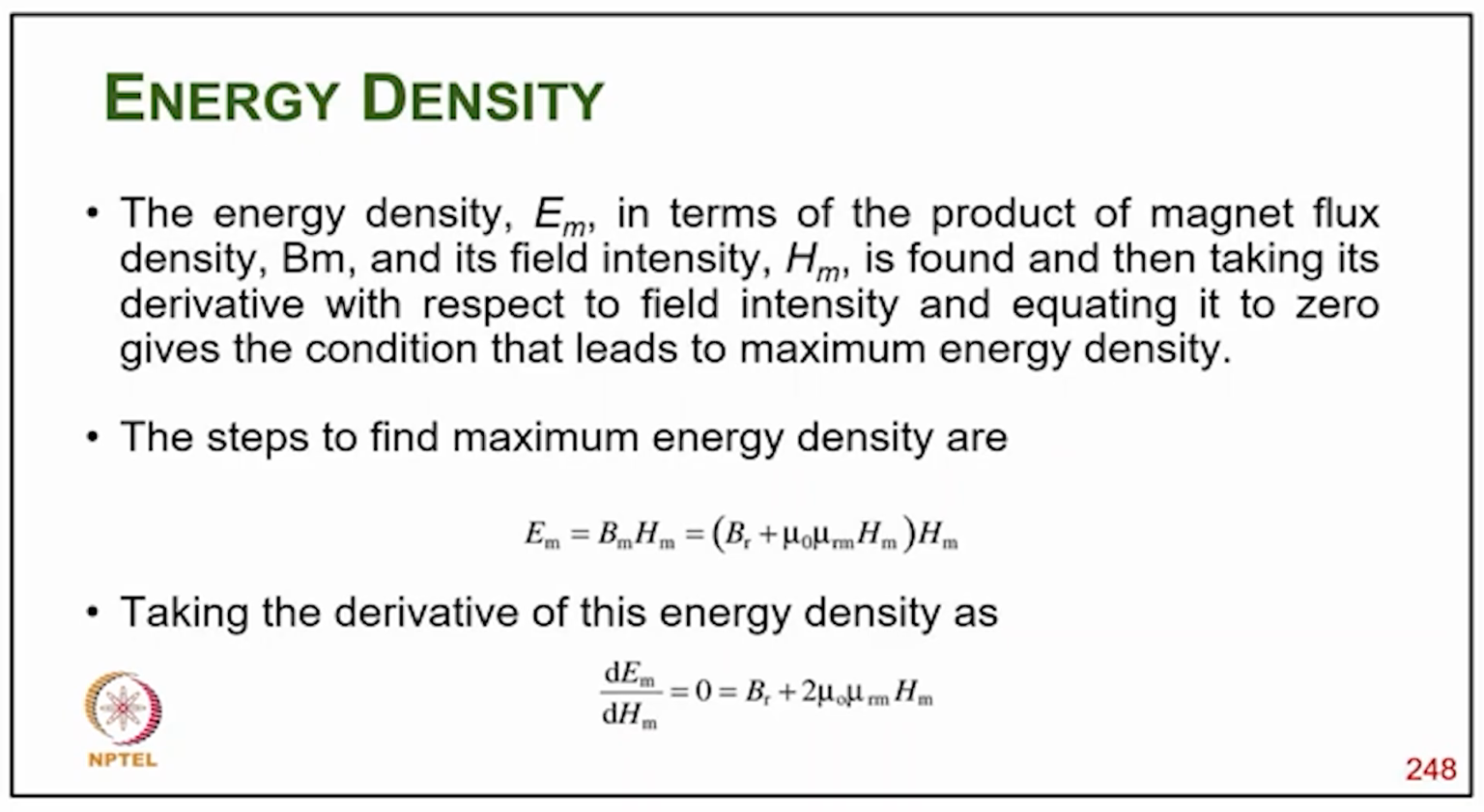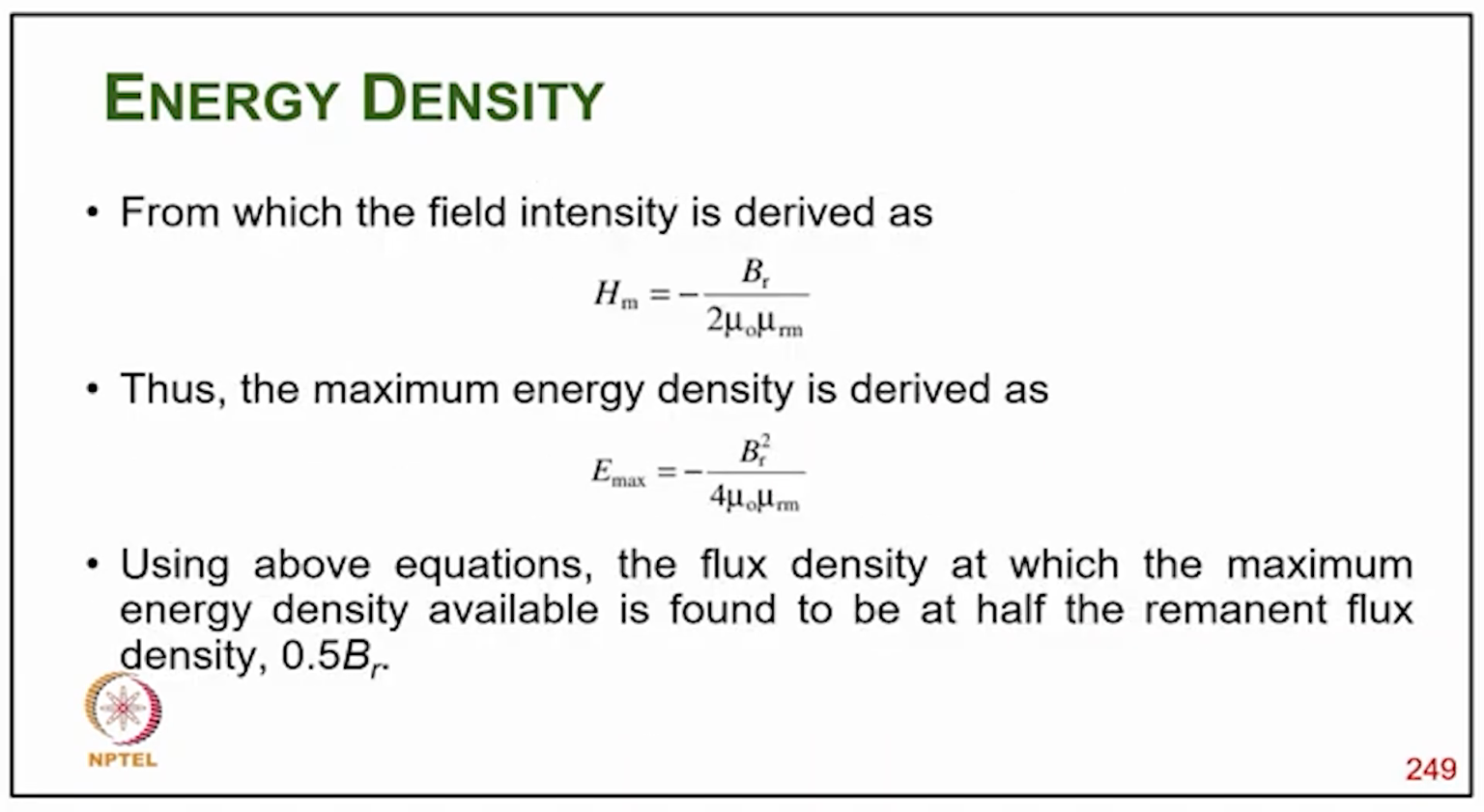So the step to find the energy density: E_M equals B_M H_M, equals (B_R plus mu_0 mu_RM H_M) upon H_M. Taking the derivative of this energy density, dE_M upon dH equal to 0, gives B_R plus 2 mu_0 mu_RM H_M. From this we can find the field intensity H_M equal to minus B_R upon 2 mu_0 mu_RM, and thus the maximum magnetic energy is derived as E_max equal to minus B_R squared upon 4 mu_0 mu_RM.